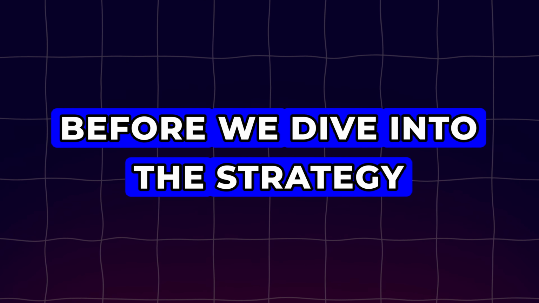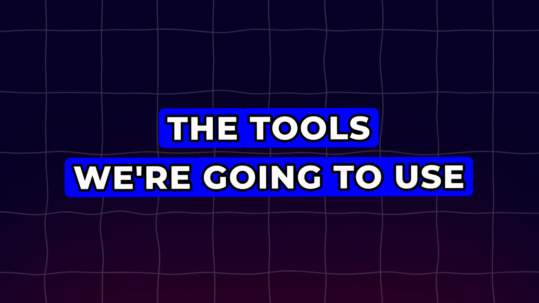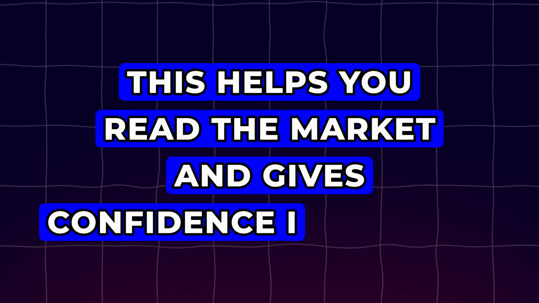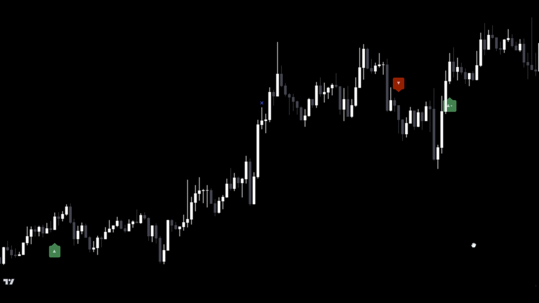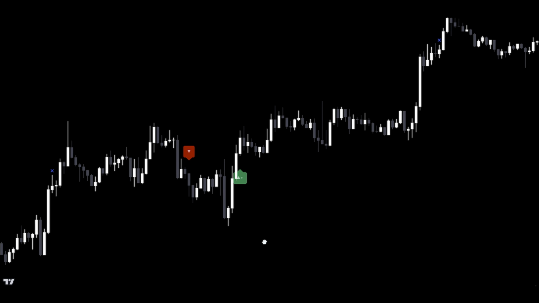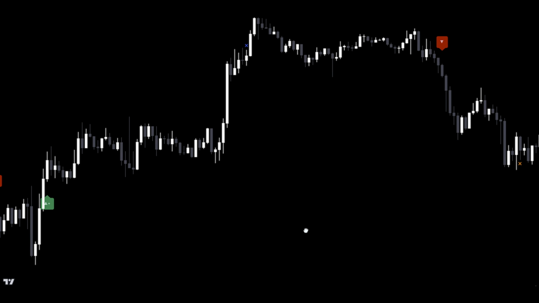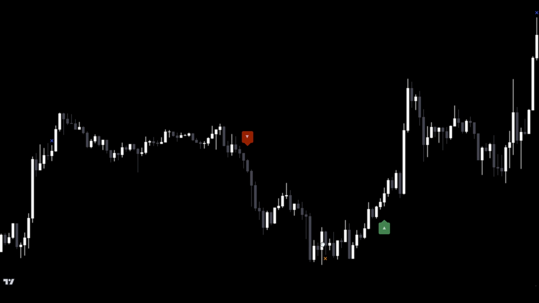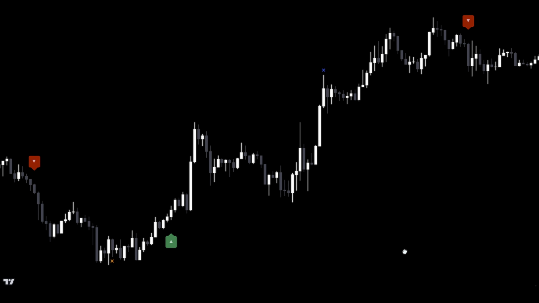Alright, now before we dive into the exact trading rules, it's crucial to understand the built-in tools we're going to use. Knowing how each tool works helps you read the market clearly and gives you confidence in each trade. Let's go over each part of the Trend Trader preset. First, let's look at the buy and sell signals. This toolkit generates signals to show the current trend direction and support your analysis. These signals use an adaptive trend-following approach to confirm your trading actions. They're most effective when combined with other features, which is why we always use them as part of multiple signals and apply confluence for trade entries.